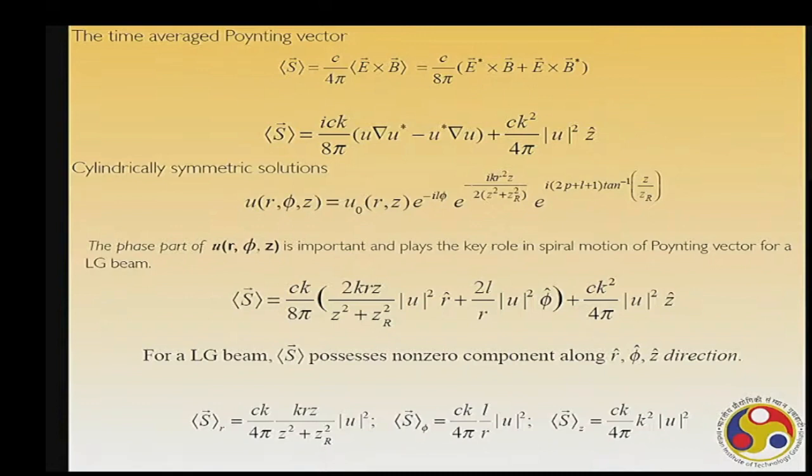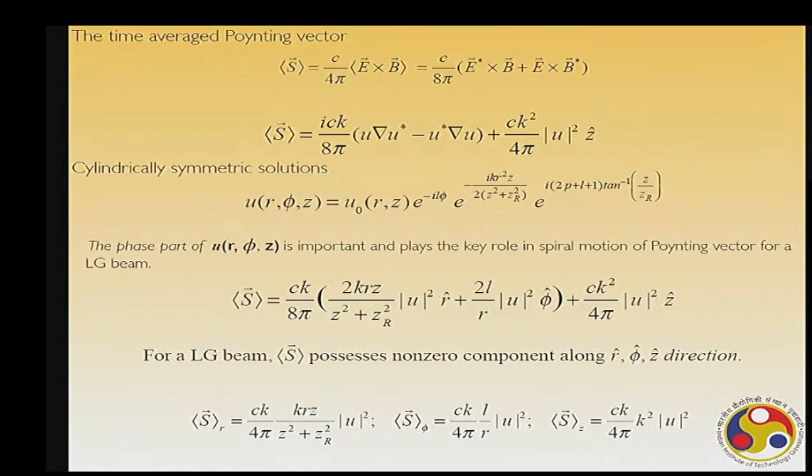So now let us see the time average Poynting vector, which we have defined as c by 4 pi, in CGS units, E cross B. Since the electric and magnetic fields in the definition are considered as complex, I have to introduce the complex conjugate, and E star cross B plus E cross B star is going to give you the Poynting vector.